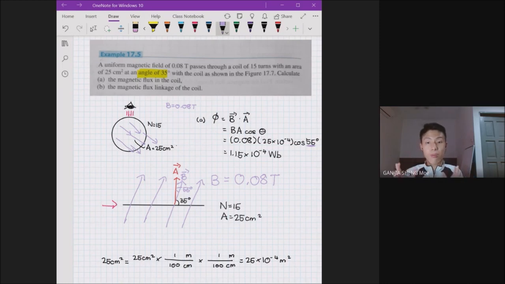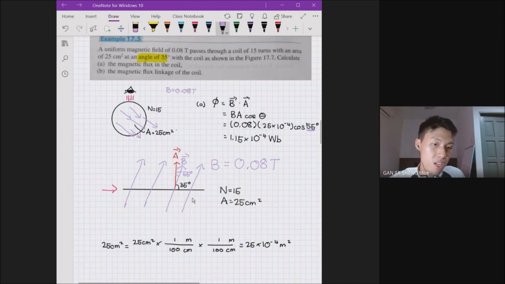Okay, you have to be very careful with the angle given in the question. The question says that the magnetic field makes an angle of 35° with the coil. That's why my 35° is labeled over here. But when I do my substitution, it's the angle between the magnetic field vector and the area vector. So it's 90° minus 35°. Okay, so you have to be very careful with that.